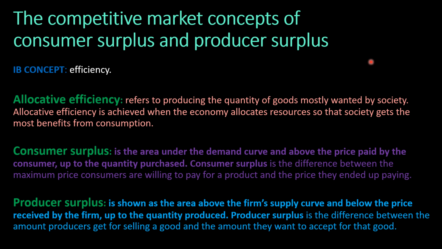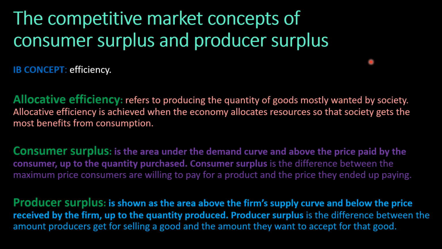So let's start with a few definitions. We're looking here at the competitive market concepts of consumer surplus and producer surplus. An IB concept that's relevant could be efficiency. If we start with a definition of allocative efficiency, this is where an economy is producing the quantity of goods most wanted by society. So the economy is allocating resources so that society gets the most benefits from consumption.